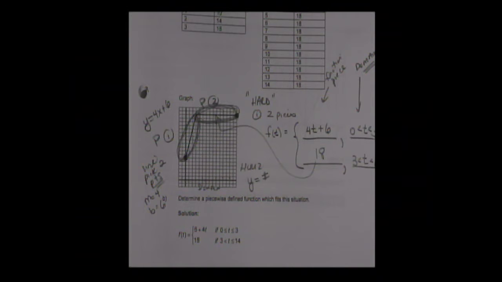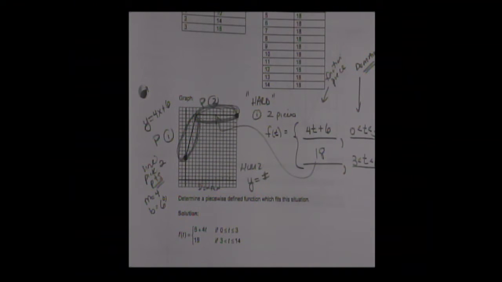What's the biggest t that I'm using? Where does that line end? At what t? I heard somebody mumble at 3. And again, the t's are going to roam from one to the other.